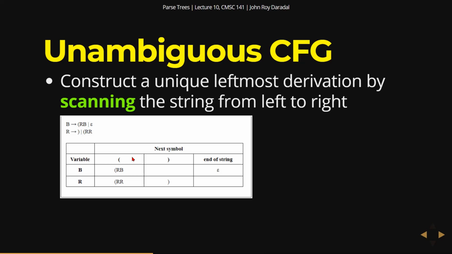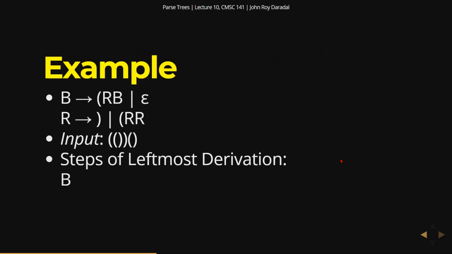If it was R and then open, you will use this production, the open RR. If it was B and then end of string, then you'll have epsilon. And B with closed, then you'll use this one. So you could check the next symbol, and then use that to decide which production to use.